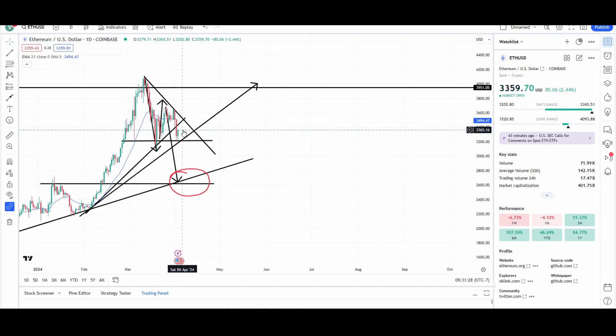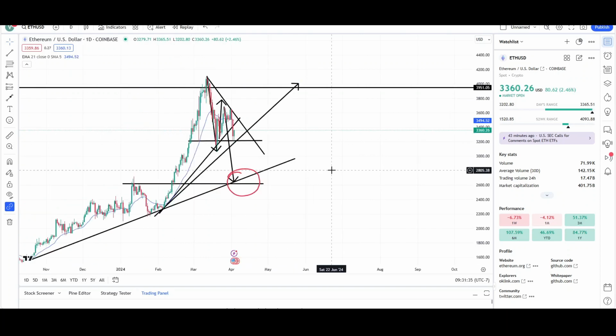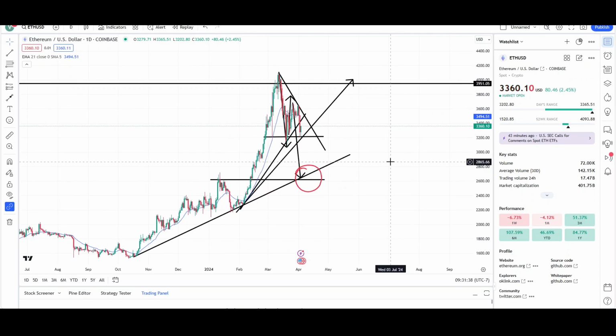We can still move up a little bit higher, trap the bulls, and then collapse down to stop them out and enter the 2000s. So we'll see what happens. But that's all I have for Ethereum on the daily and weekly charts.